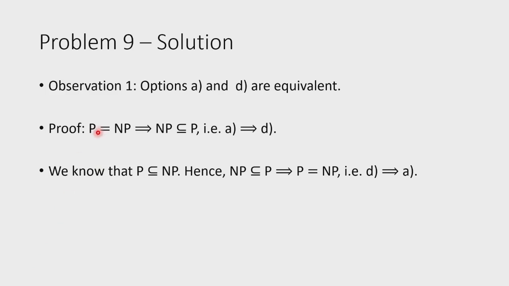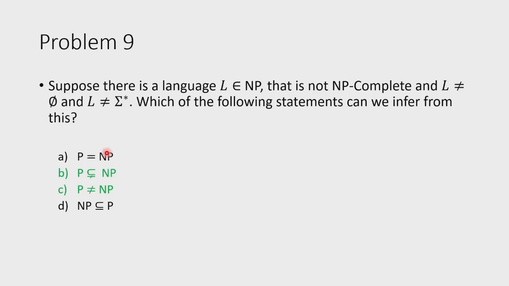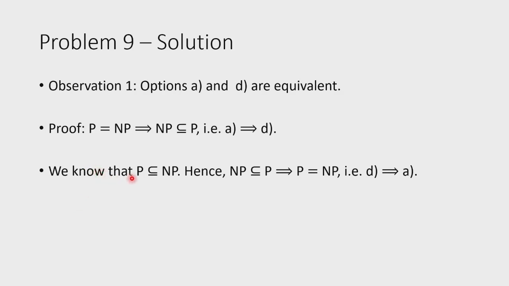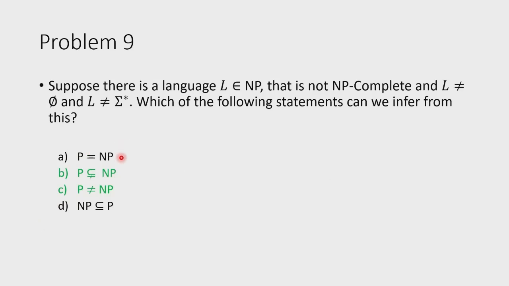If P equals NP, then NP has to be a subset of P, right? Because every set is a subset of itself. So this implies that A implies D. Similarly, we know that P is contained in NP. This is known. So if D were true and NP is also contained in P, then P and NP are contained in each other. They have to be the same, right? Yes. So options A and D are equivalent.